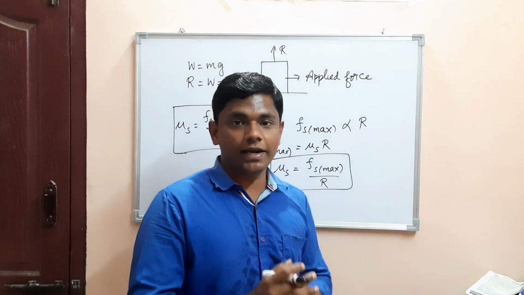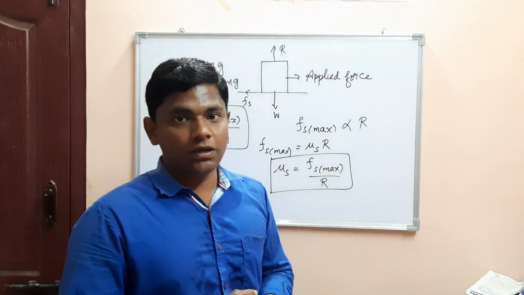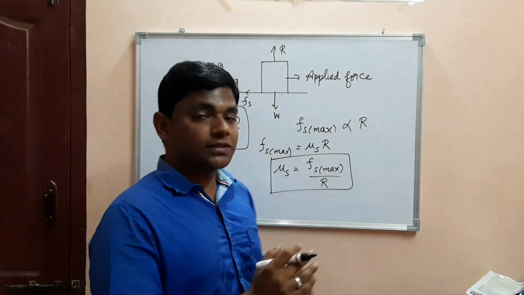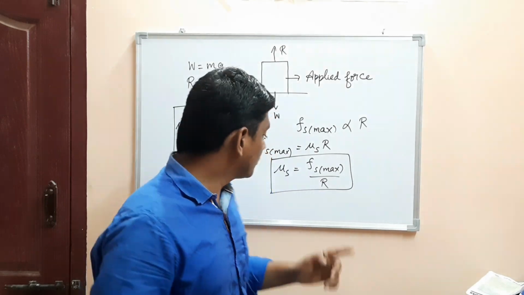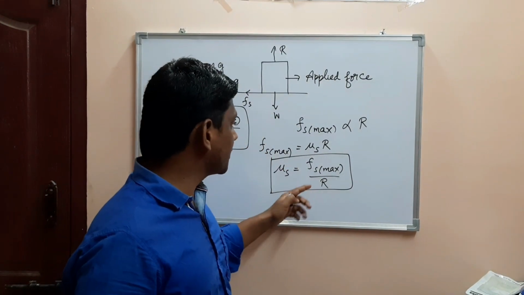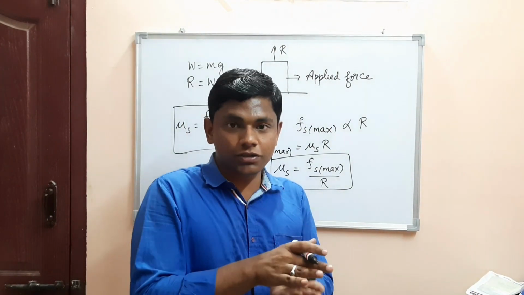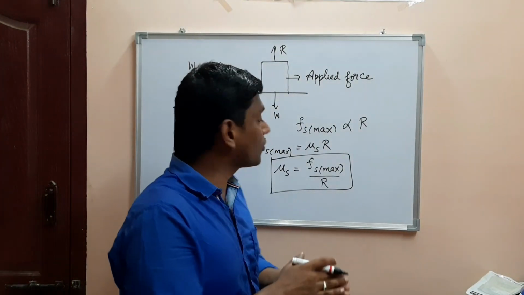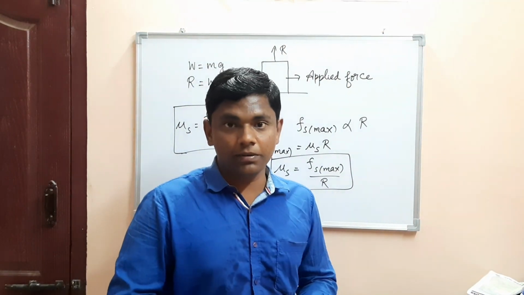This coefficient of static friction gives you an idea about how rough the surface is, because different surfaces offer different types of frictional force to the motion of the body. So this coefficient of static friction gives you an idea about the kind of frictional force the surface offers to the motion of the body.